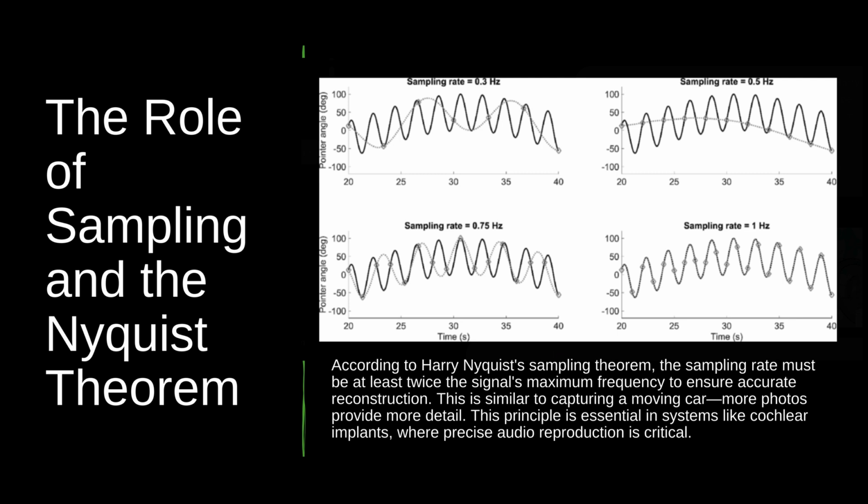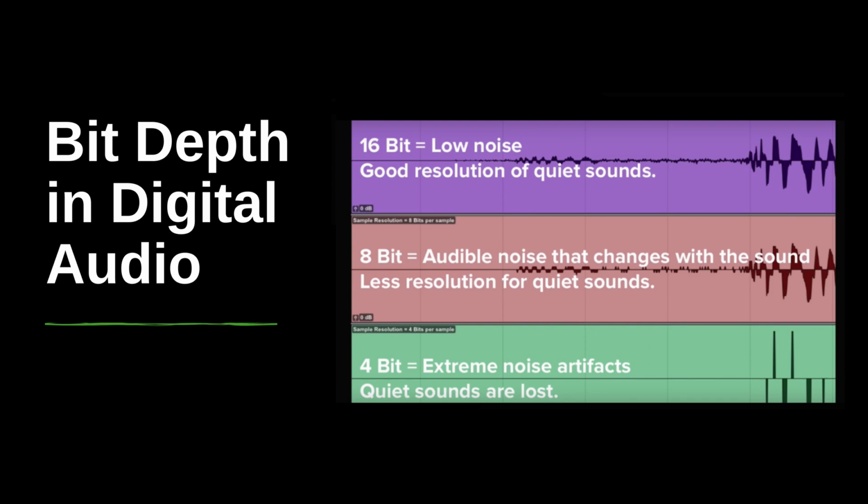Think of it like trying to capture the motion of a car. If you take too few pictures, you'll miss the details. Sampling at twice the signal's maximum frequency ensures we don't miss anything important. Another important concept is bit depth, which defines the number of bits of information in each sample. Higher bit depth increases the dynamic range of audio, resulting in clearer and more detailed sound. Imagine it as having more colors in a painting. It makes the picture richer and more realistic.